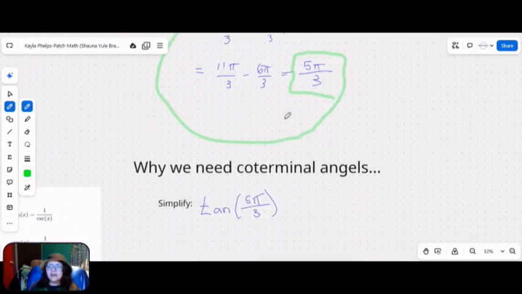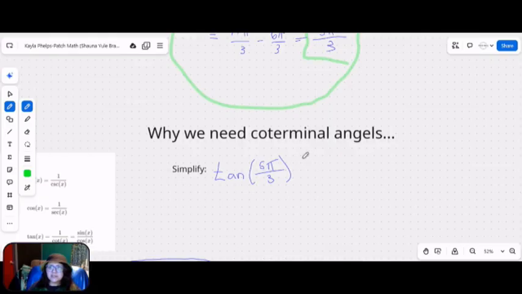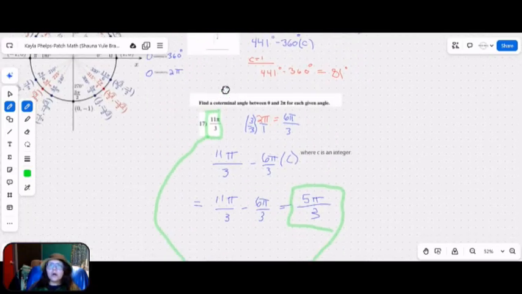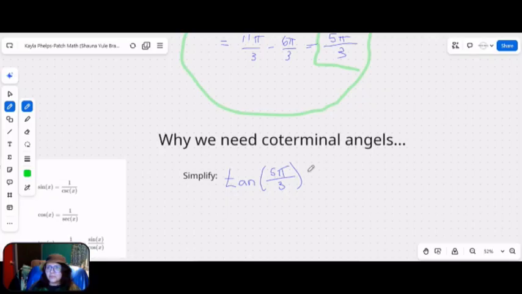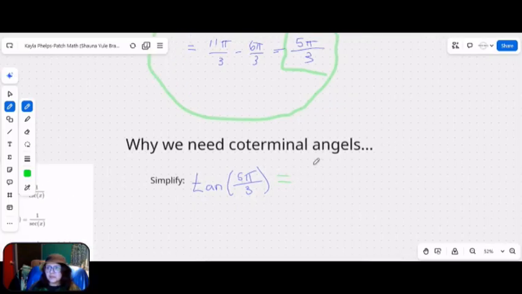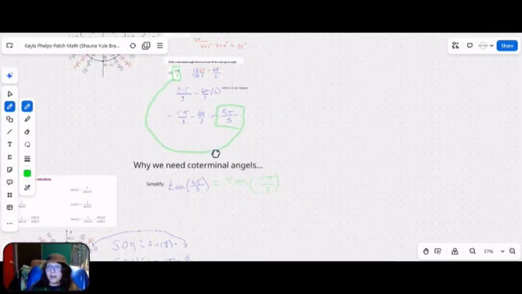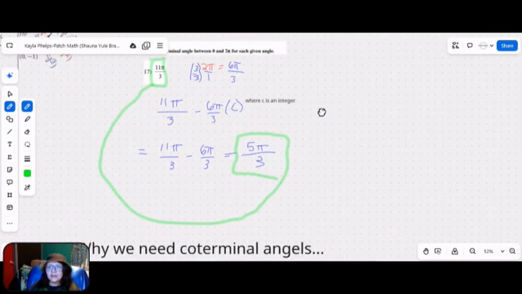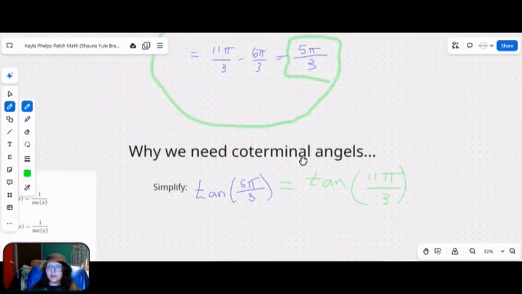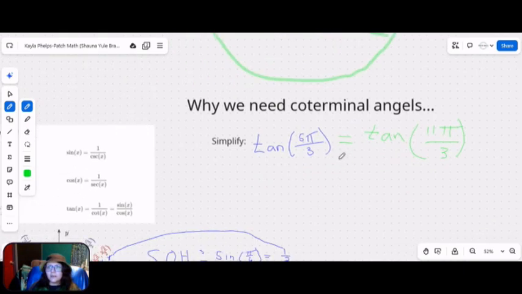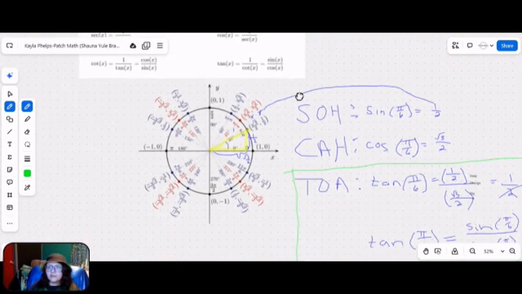Now recognize that I am asking you to find the tangent of 5 pi over 3 here. That is the same thing. I want to mention why we use coterminal angles: if I asked you, and I should have written this one instead, to find the tangent of 11 pi over 3, you would say, based on coterminal angles, and you would show subtracting the 2 pi, that a coterminal angle is 5 pi over 3.